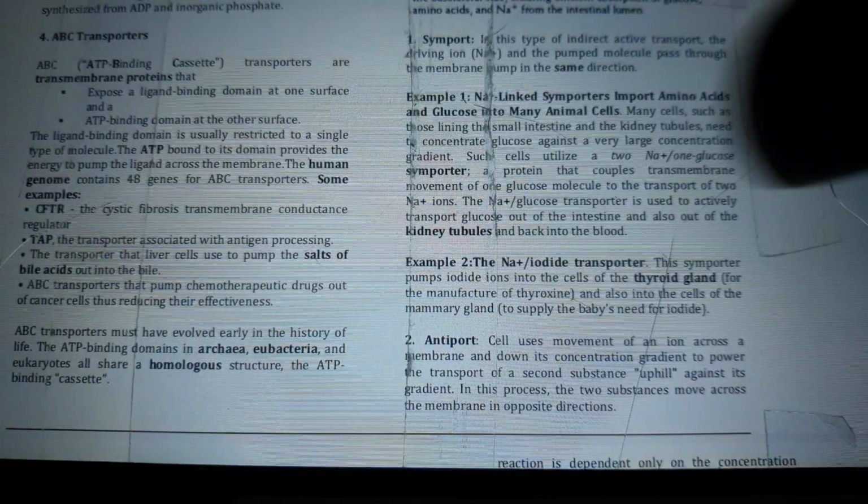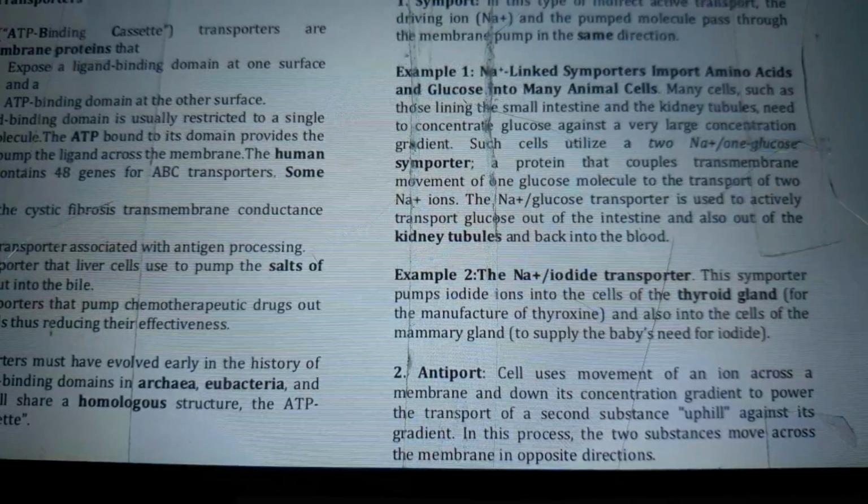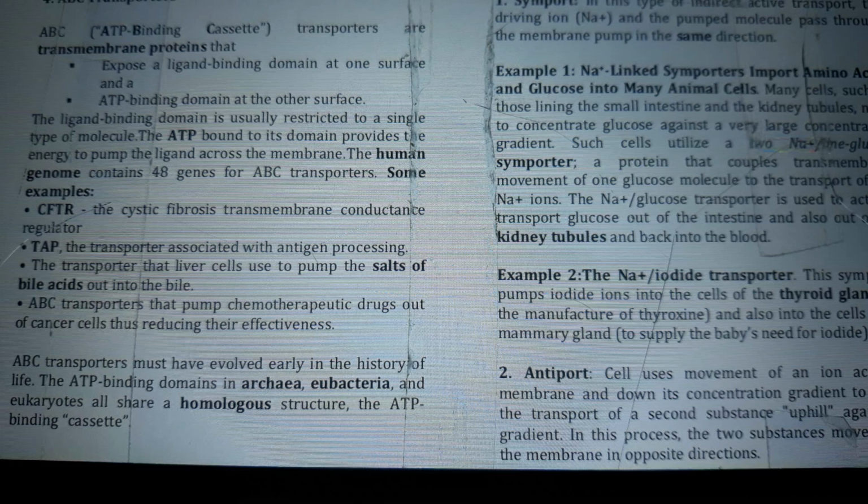4. ABC transporters. ABC, ATP binding cassette transporters are transmembrane proteins that expose a ligand binding domain at one surface and an ATP binding domain at the other surface. The ligand binding domain is usually restricted to a single type of molecule. The ATP bound to its domain provides the energy to pump the ligands across the membrane.